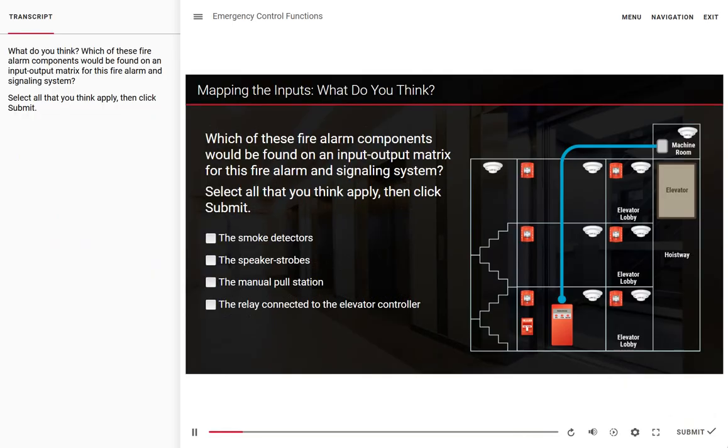What do you think? Which of these fire alarm components would be found on an input-output matrix for this fire alarm and signaling system? Select all that you think apply, then click Submit.